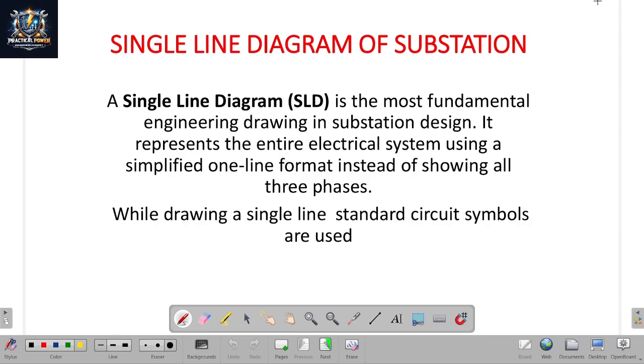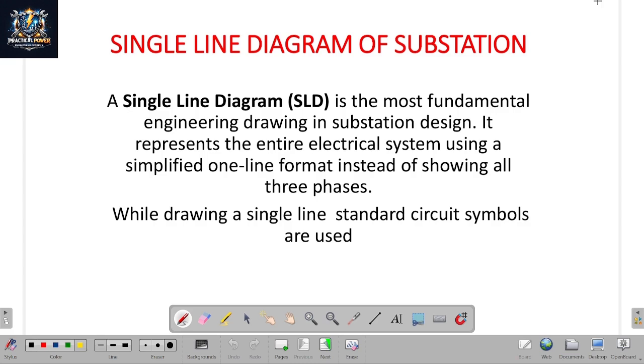When we go to design the substation, first we have to draw the SLD, or single line diagram, of the substation. It represents the entire electrical system using a simplified one-line format instead of showing all three phases. The lines are supplied in three phases, but the three phases are not shown in the drawing. It is represented by a single line.